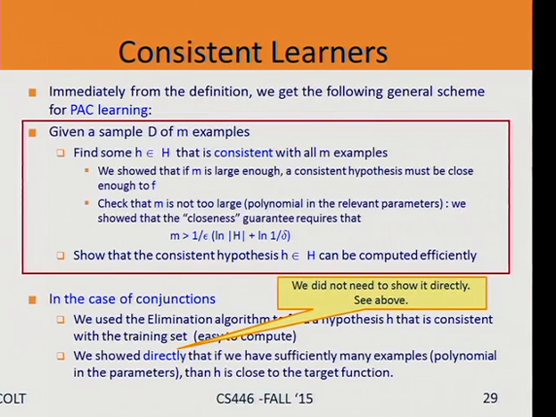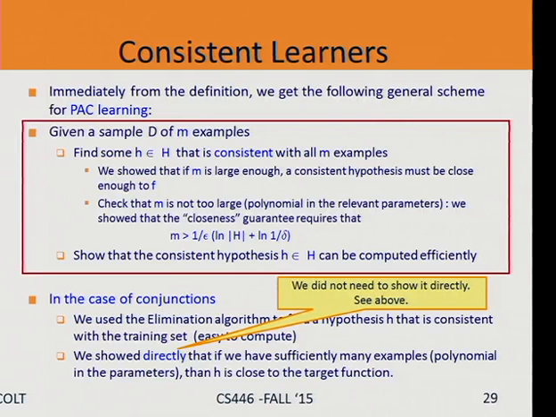Now, you had two complaints about this, and we're going to address both of them today. One of them is this word consistent. You said, if I'm not exactly consistent for some reason, I'm almost consistent, what's going to happen? We're going to address this. And the second thing is that you observed that when I write this, the size of H is finite. Otherwise, I don't know what the size of H is. And we're going to address this most of today.